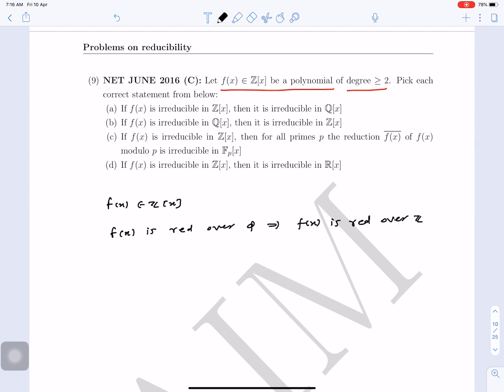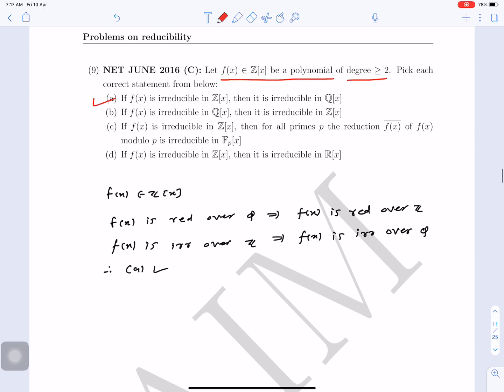And the contrapositive of this one is what? f(x) is irreducible over Z implies f(x) is irreducible over Q. So this says that therefore option A is correct. So option A is correct.